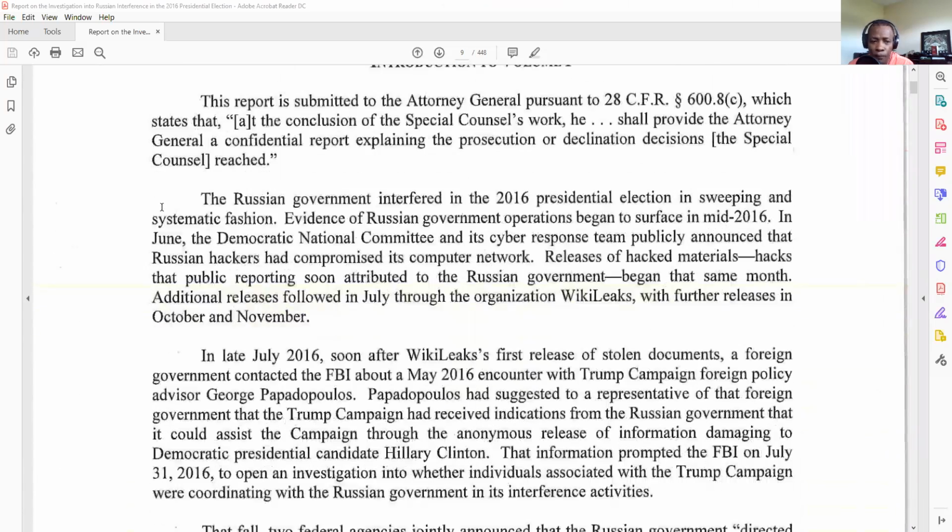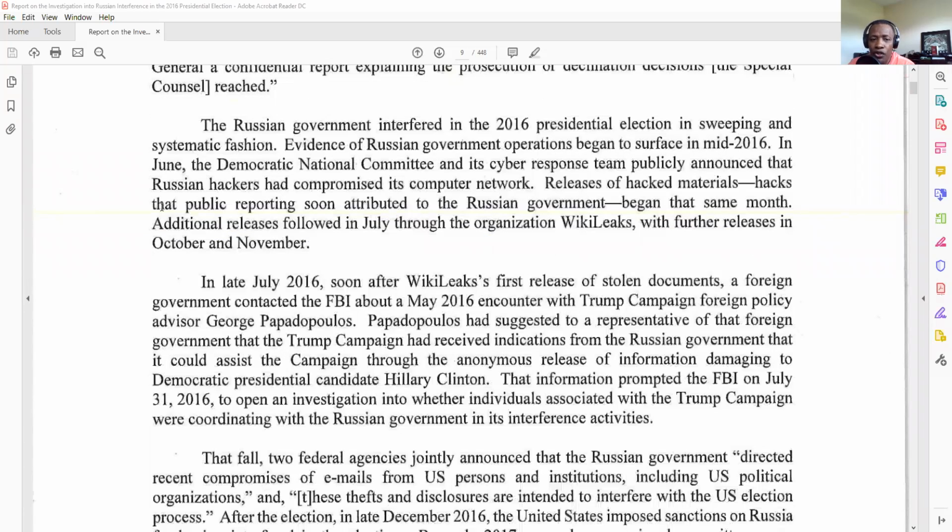Introduction to Volume 1. This report is submitted to the Attorney General pursuant to 28 CFR section 600.8(c), which states that, quote, at the conclusion of the special counsel's work, he shall provide the Attorney General a confidential report explaining the prosecution or declination decisions the special counsel reached, close quote. This Russian government interfered in the 2016 presidential election in sweeping and systematic fashion.